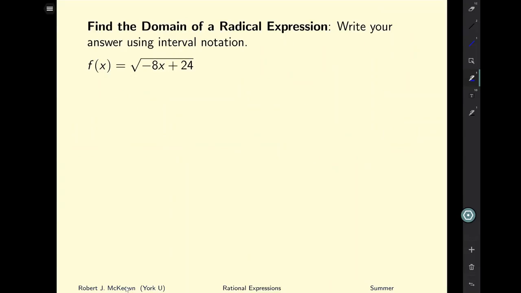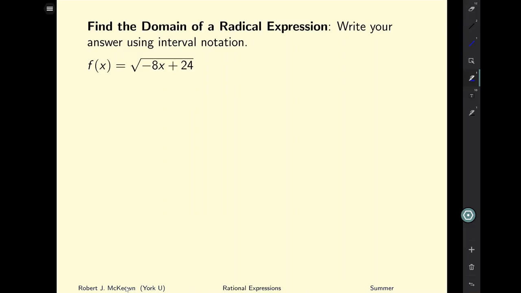Here's our first ALEKS question. We're asked to find the domain of what has been given to us as a radical expression. It's a radical expression because it has a square root, and we're supposed to write our answer using interval notation. So this is a more complicated square root function than the one we did together on the previous slide.